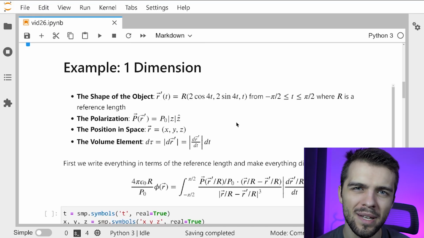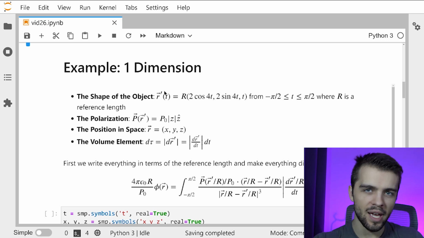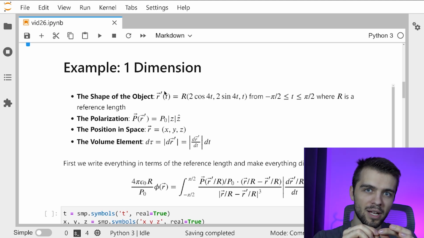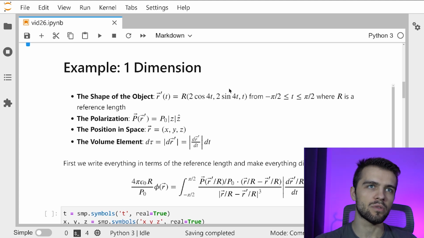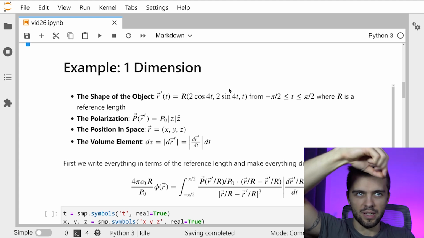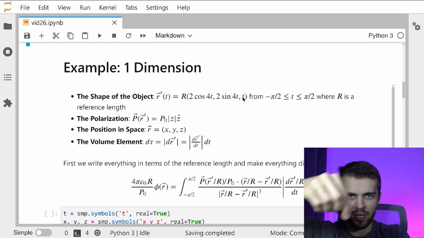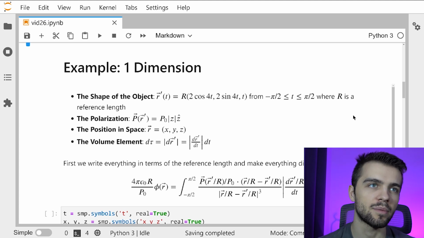So let's start with a one-dimensional object. And this is really simple. The shape of my object is specified by r prime, and there's one variable here. If that's what one dimension is, you tell me this one variable, and I'll tell you where you're located on the curve. So in this case, we have a spiraling spring-like thing. It's in the xy plane just a circle, but it increases with z, so it looks like a spiral like this. And it goes from minus pi over 2 to pi over 2. The radius is 2R, where this is capital R here. That's just a reference length that we'll use.